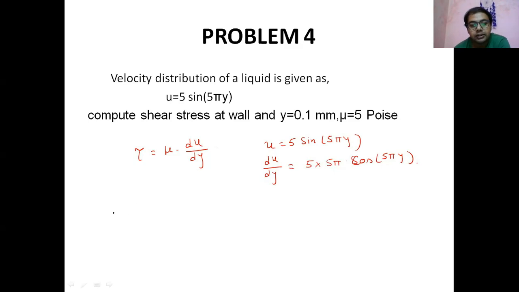So at the wall, y is equal to 0. Normally, at the wall we know that y is equal to 0. From the wall we are going to calculate. That's the y direction.